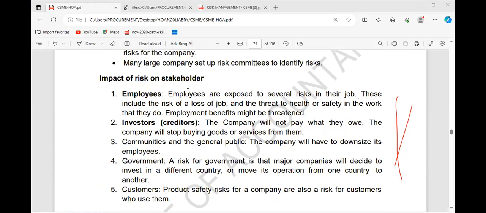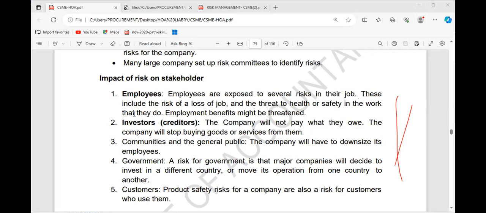Who are the stakeholders? Stakeholders are those who have interest in the organization. So what could be the impact of risk on all these stakeholders? The first stakeholders is employees, that is the staff. Employees are exposed to several risks in their job. So if management takes a wrong decision and the risk comes out to have high impact on the organization, it's going to affect the staff or the employees.